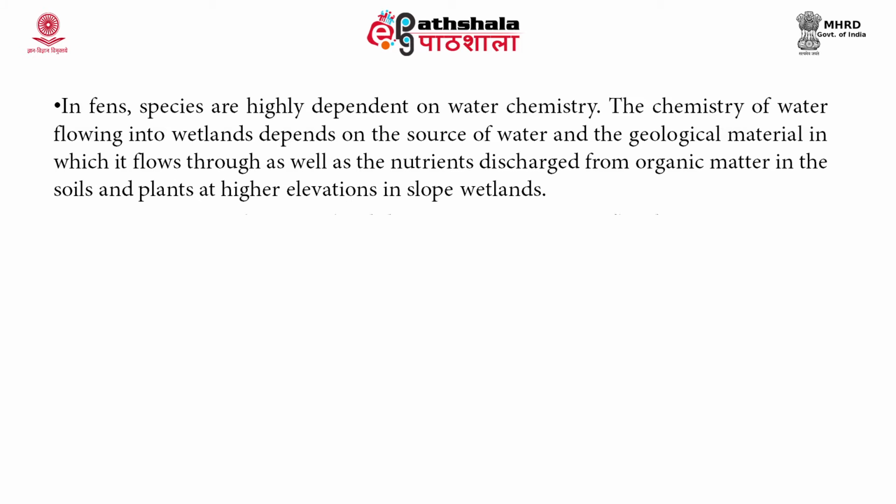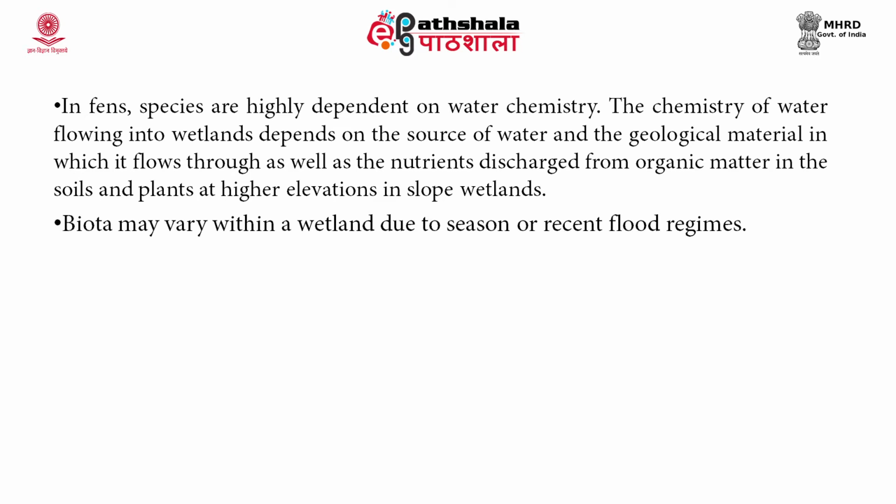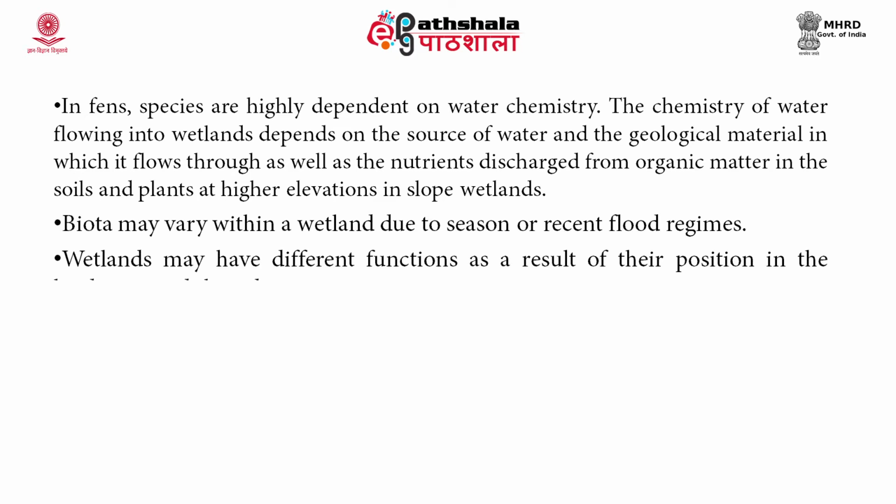The chemistry of water flowing into wetlands depends on the source of water and the geological material in which it flows through, as well as the nutrients discharged from organic matter in the soil and plants at higher elevation in slope wetland. Biota may vary within a wetland due to seasons or recent flood regimes.